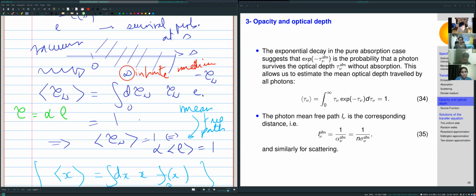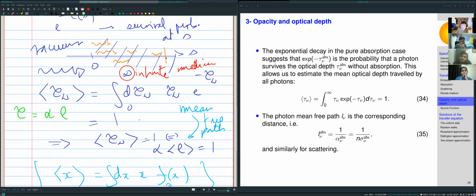It's e to the minus tau, in the sense that that is the survival probability of photons. What we're trying to say here is that for photons to reach a given optical depth, they have to survive absorption all the way through. So if there are lots of photons coming in like this, some of them are going to survive up to here, and the probability of survival all the way here is this exponential decay.